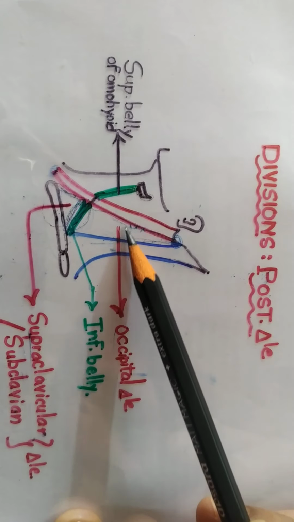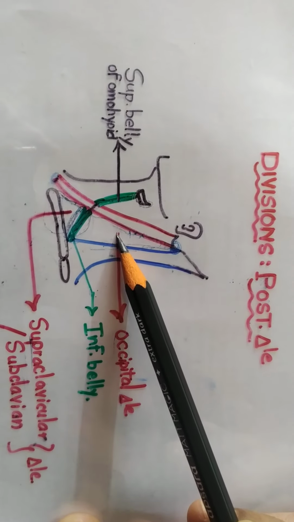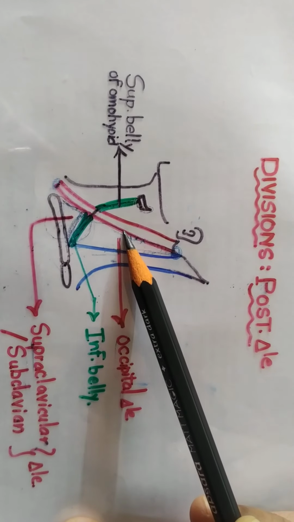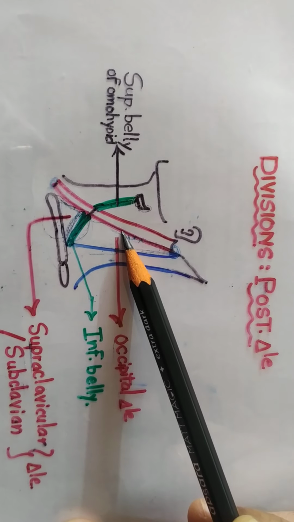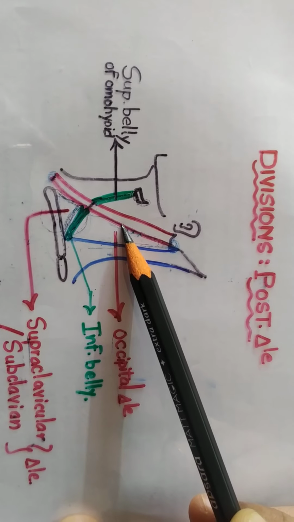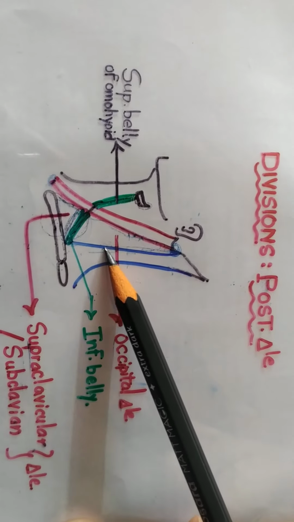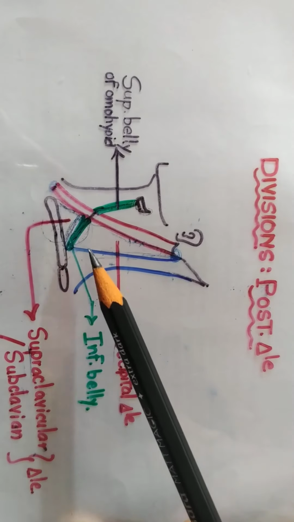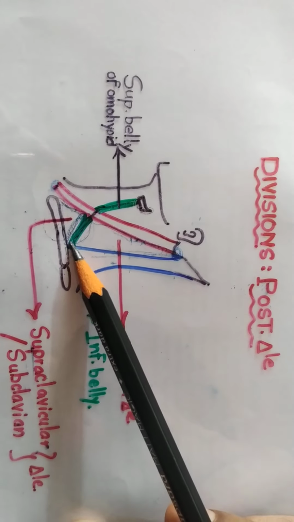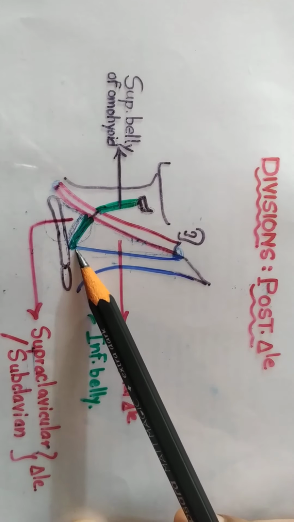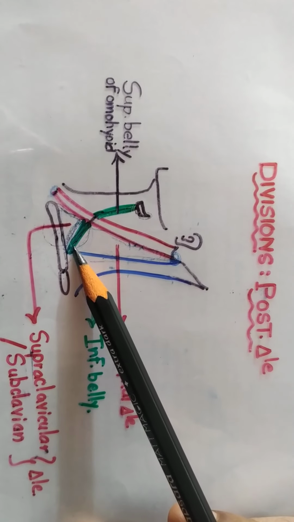The following are the boundaries of the occipital triangle. The anterior boundary is formed by the posterior border of the sternocleidomastoid. The posterior boundary is formed by the anterior border of the trapezius. The lower or inferior boundary is formed by the inferior belly of the omohyoid.